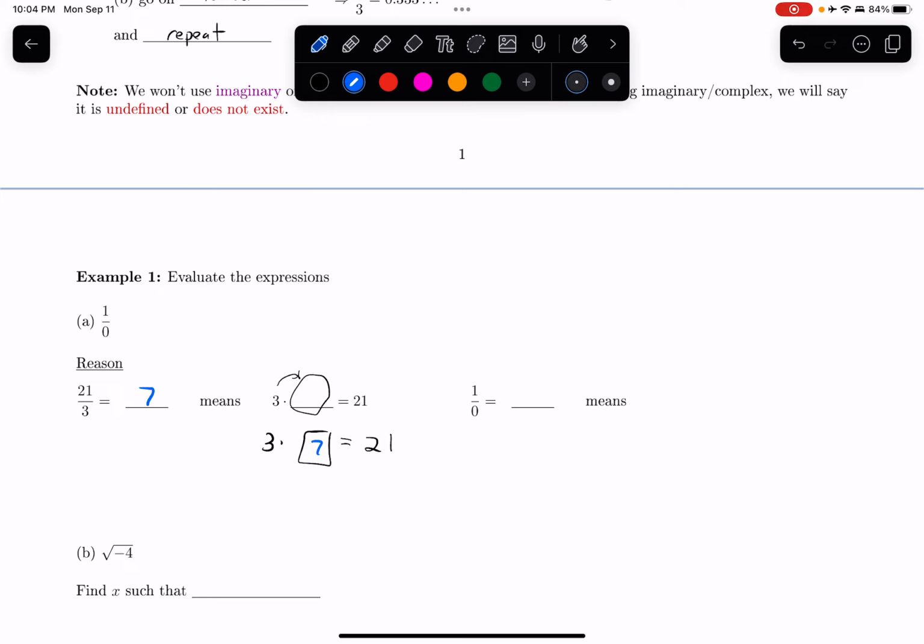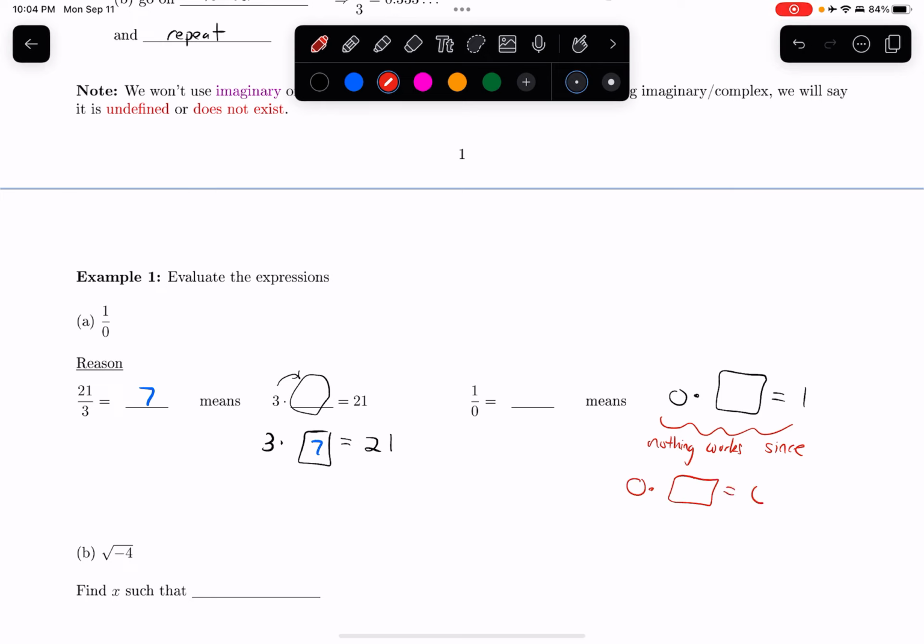Okay, so using that same logic, what would happen if I did 1 divided by 0? What would that mean? Well, it would mean 0 times what equals 1. So 0 times what equals 1? Well, with this, nothing works, since 0 times anything is 0.